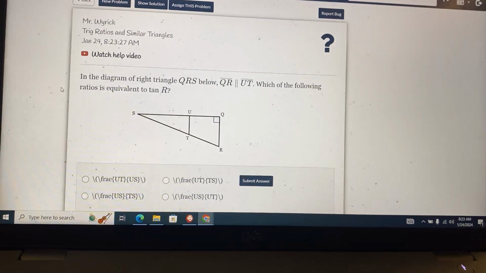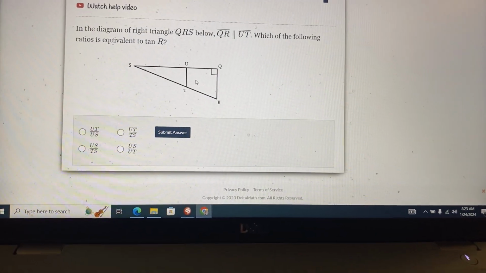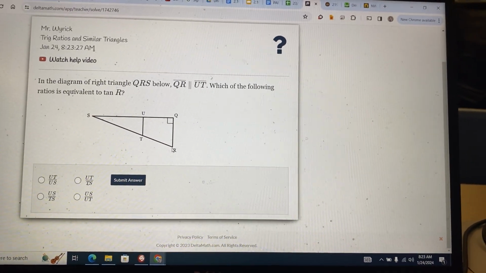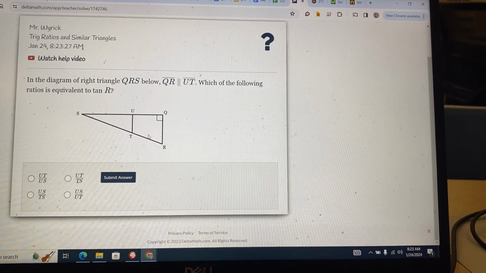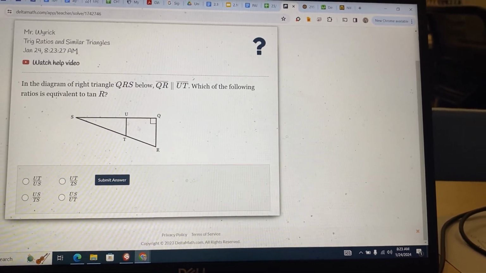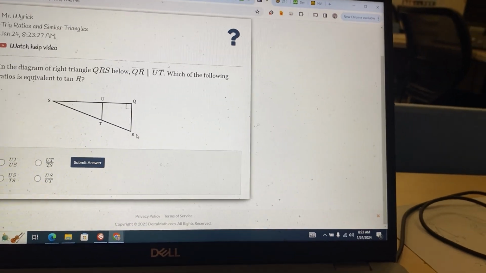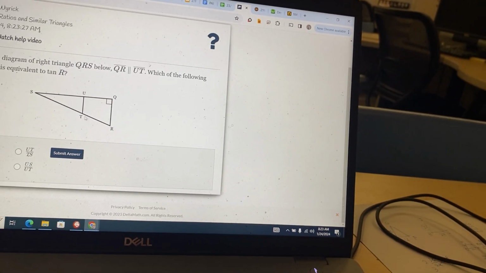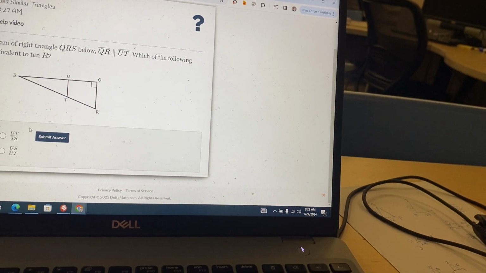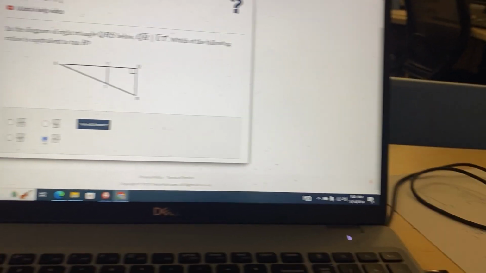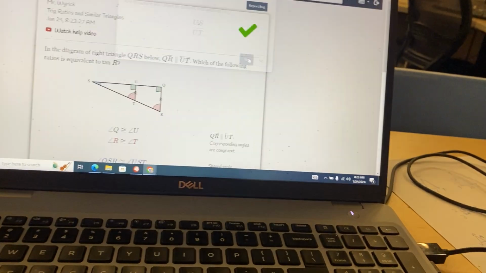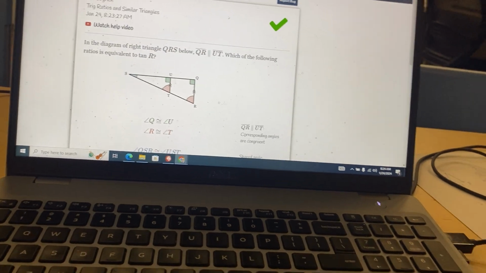The next one is trig ratios and similar triangles. This one's just asking what's going to match up to what. The tangent of R here, because I have similar triangles, is SQ over QR, the opposite side over the adjacent side. The ratio that would be equivalent to that would be the tangent of T, which would be SU over UT. It's just finding what matches up, what's going to be the same.